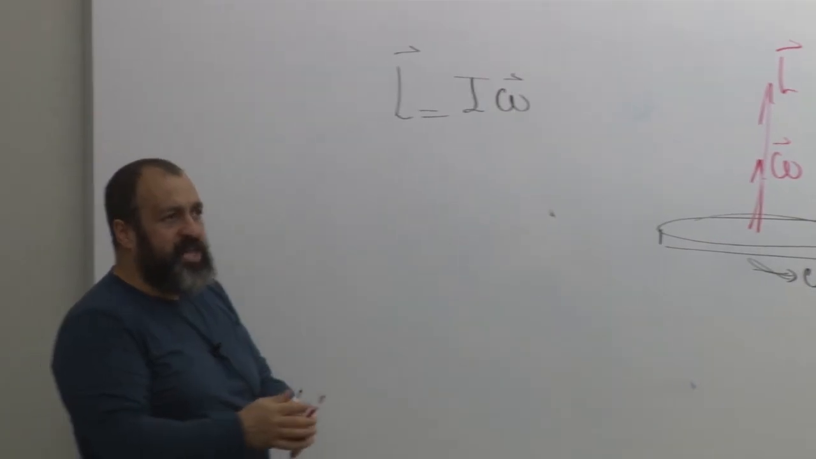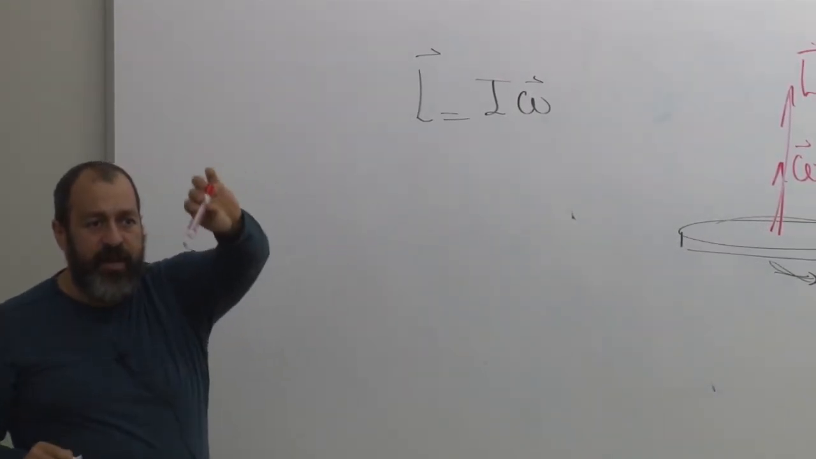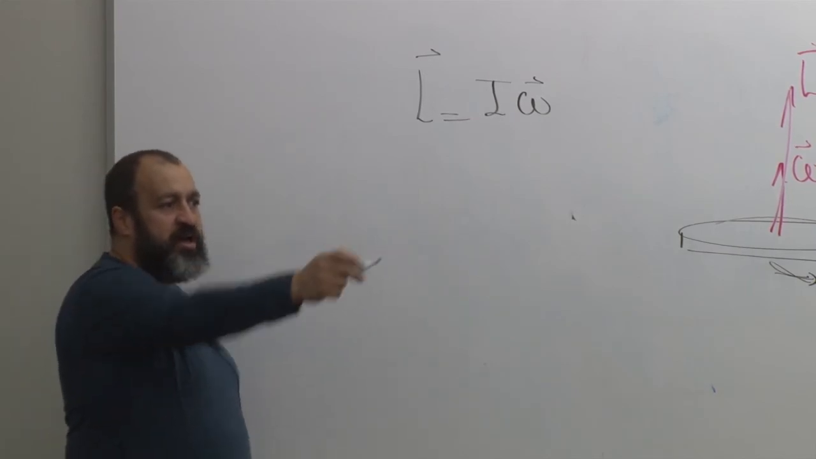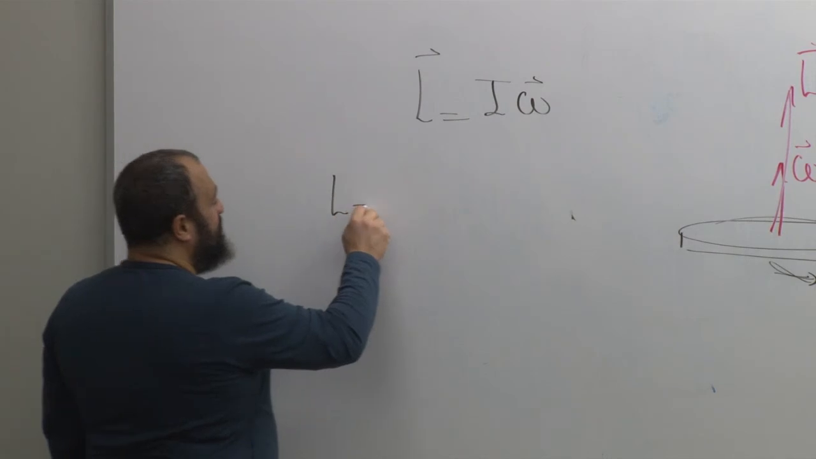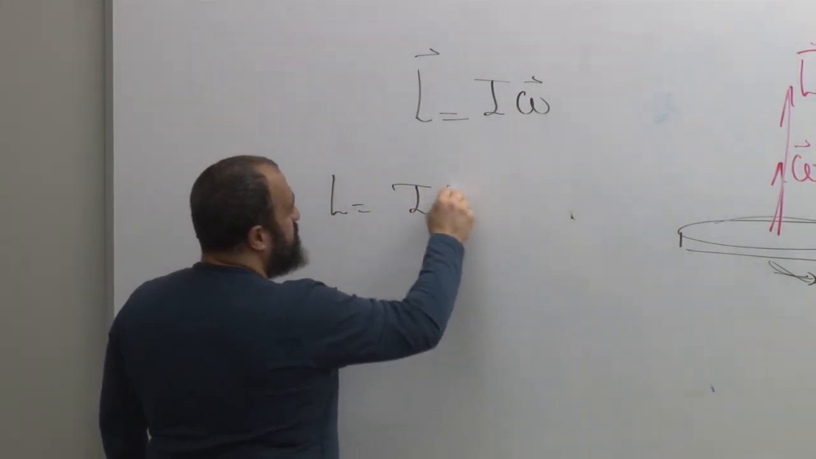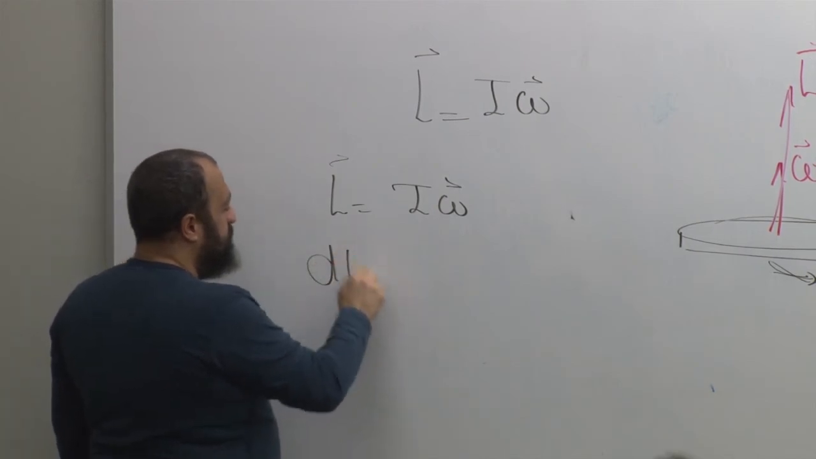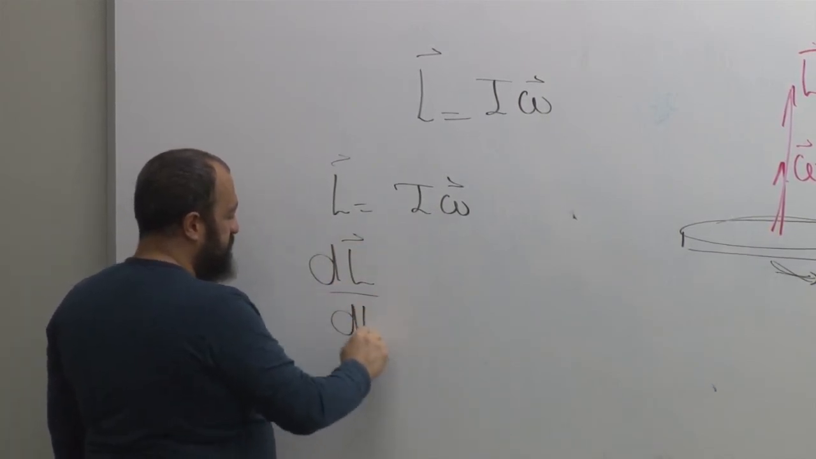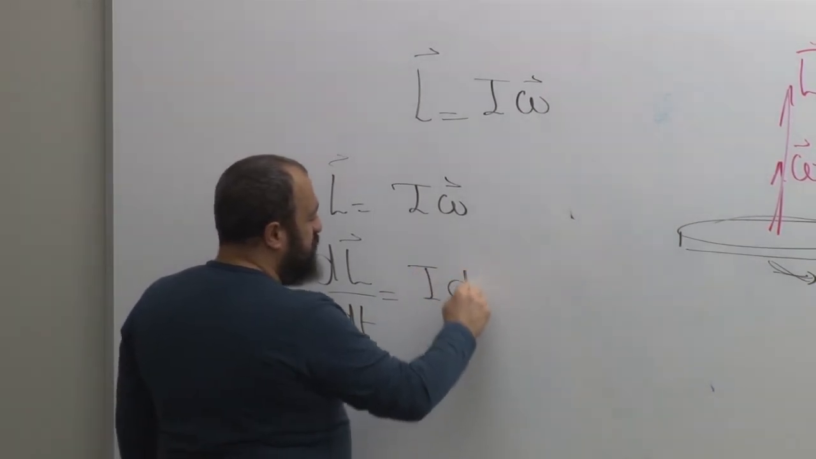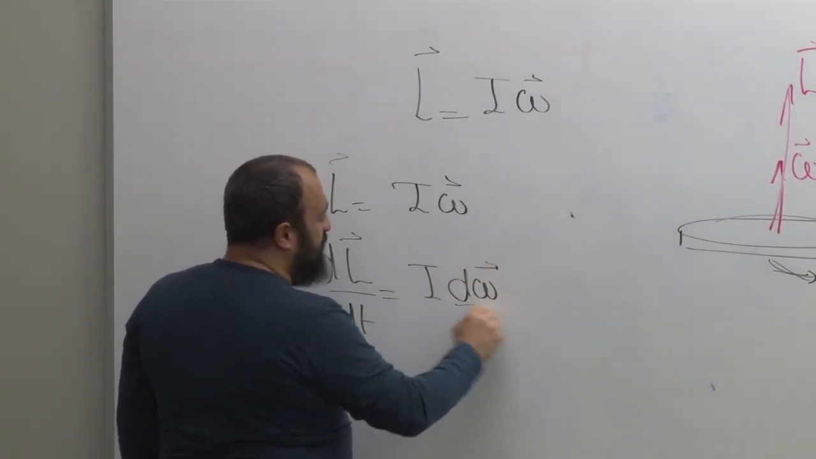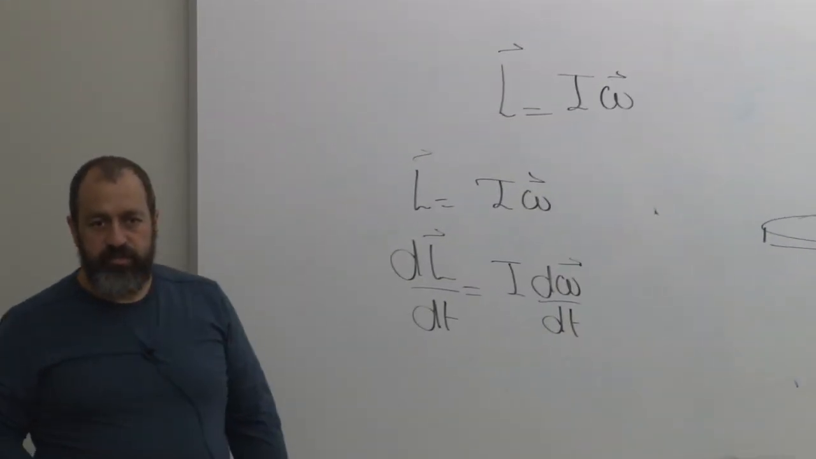Now please bear with me, last minute. We need this for the demo I'm going to have Ravid help me with in 2 days. L is equal to I omega. dL by dt is what? Please pay attention. dL by dt is I times d omega by dt, if the moment of inertia does not change.